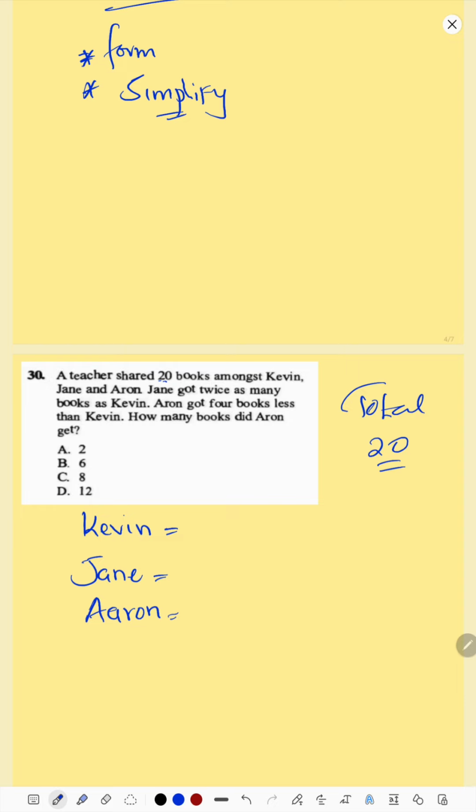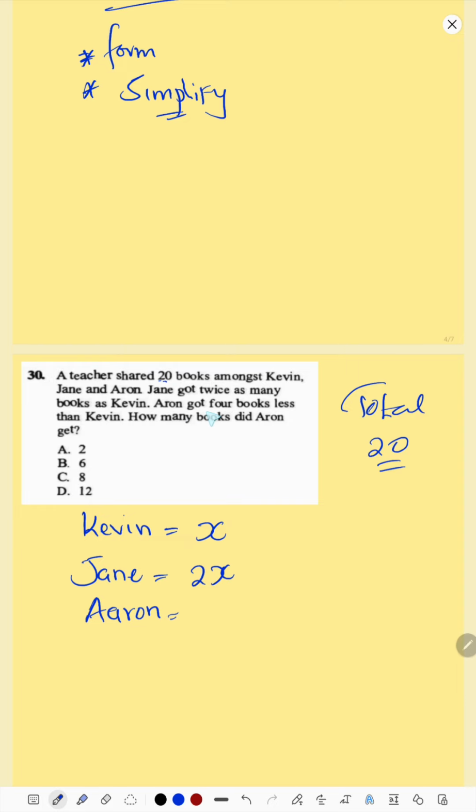So Kevin, we are told Jane got twice as many books as Kevin. So let's say that Kevin got X number of books. Jane got twice as many, so Jane got 2X, because it's twice as many as Kevin.